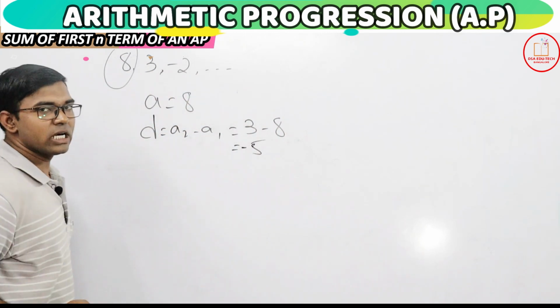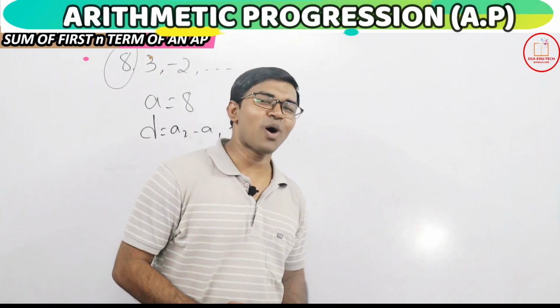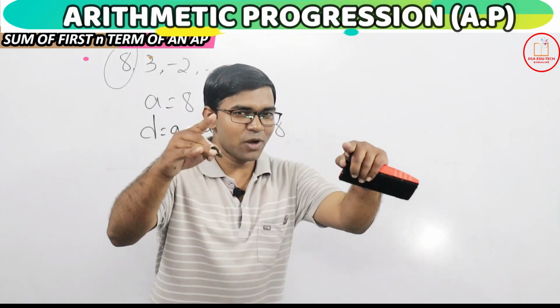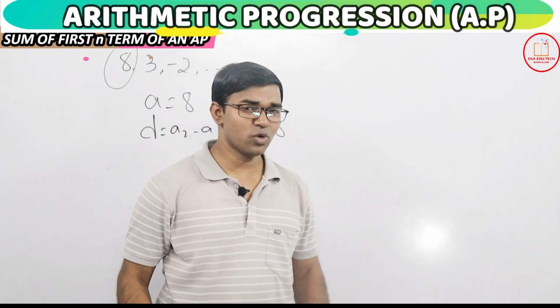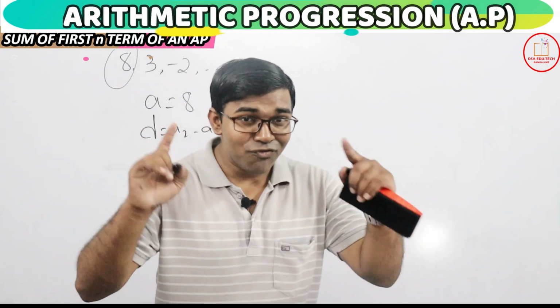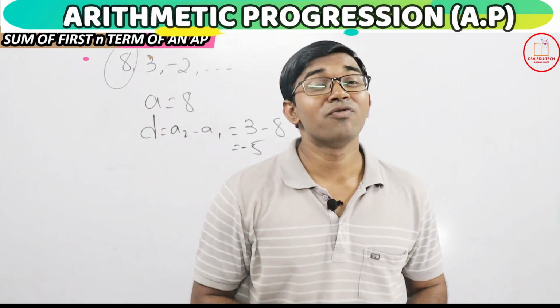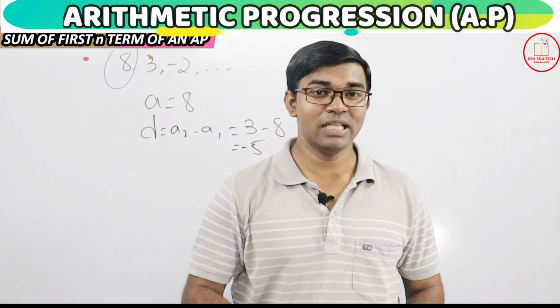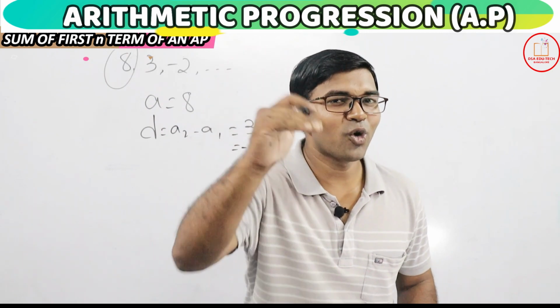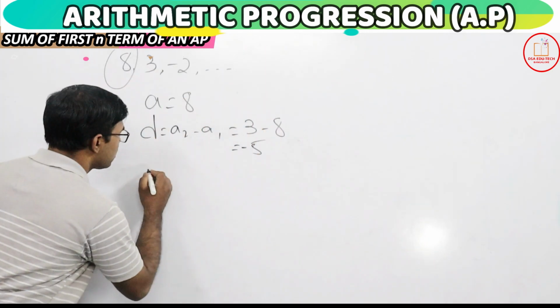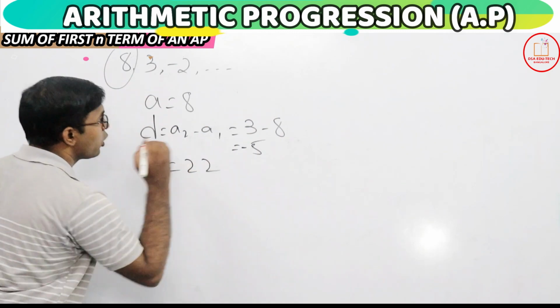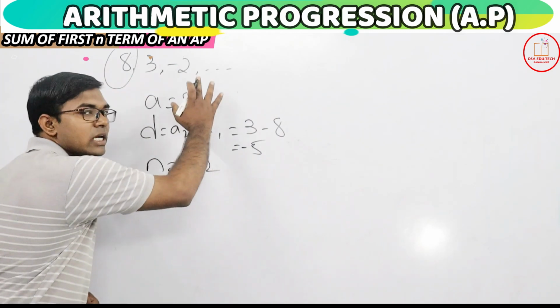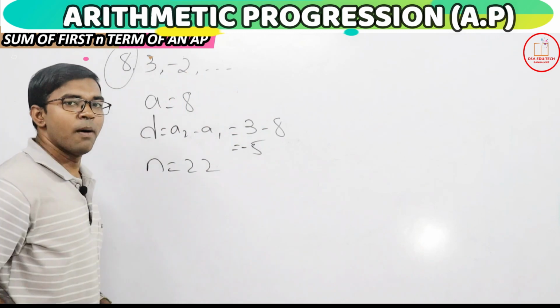Now moving to the next, let me read out the problem once again and I want you to note down the value of n. In the problem they are saying find the sum of first 22 terms of an AP, that is, n value is 22. Perfect. So n equals 22. This is the given data in this problem.